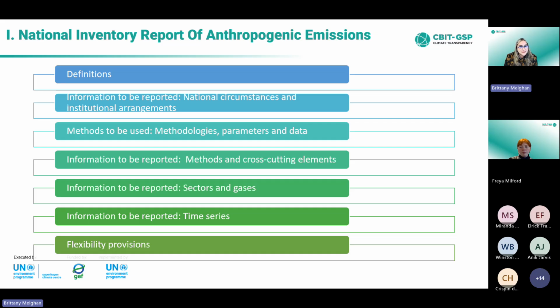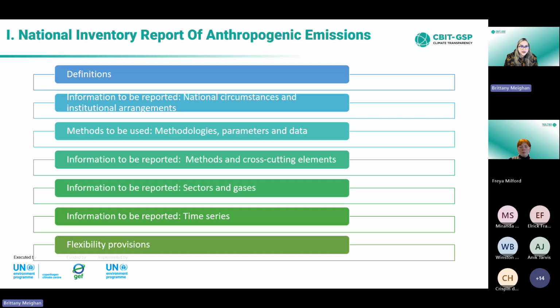And then these are the elements that belong specifically in the National Inventory Report as a part of the BTR, or as a separate document and annexed to the BTR. So your definitions, the information that regards your national circumstances and institutional arrangements. So this is the teams that are involved in preparing your greenhouse gas inventory report and any other national circumstances involving this process, any legislation or any policies that govern this process.